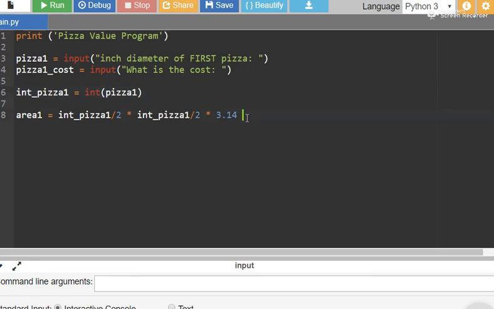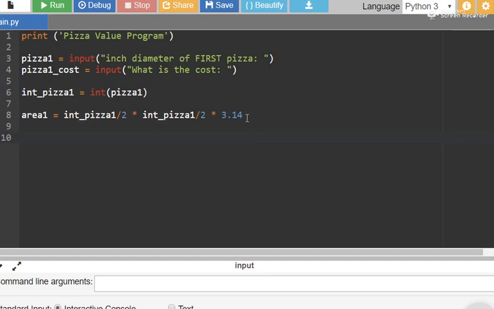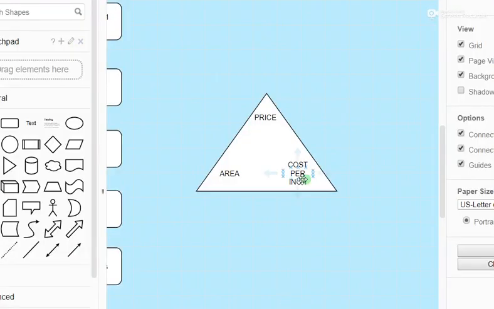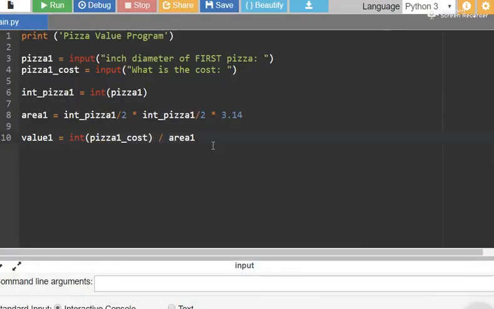So now we want to calculate the value of our pizza, and the value is the cost of it, the whole cost £10, divided by the area that we've just calculated there. Okay, that harks back to our formula. We want the cost per inch, so we've got the price divided by the area, and that's just reflected in our program. The price divided by the area gives us the value of the pizza, and in this case it's pizza 1.